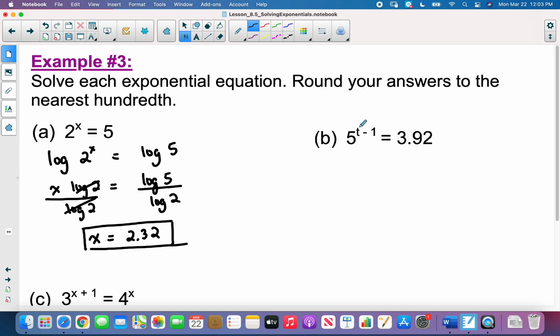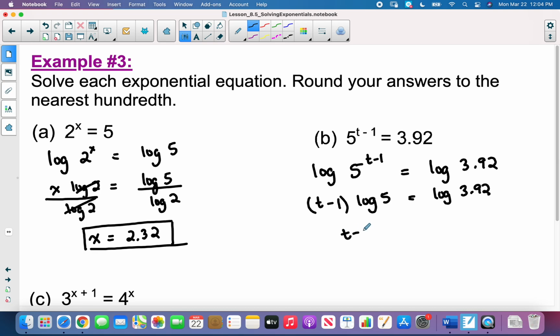5 to the power of t minus 1 equals 3.92. So we cannot rewrite this in base 5. So we're going to do logs on both sides. So log of 5 to the power of t minus 1 is equal to log of 3.92. This exponent can be brought down here. So it's t minus 1 times log of 5 equals log of 3.92.